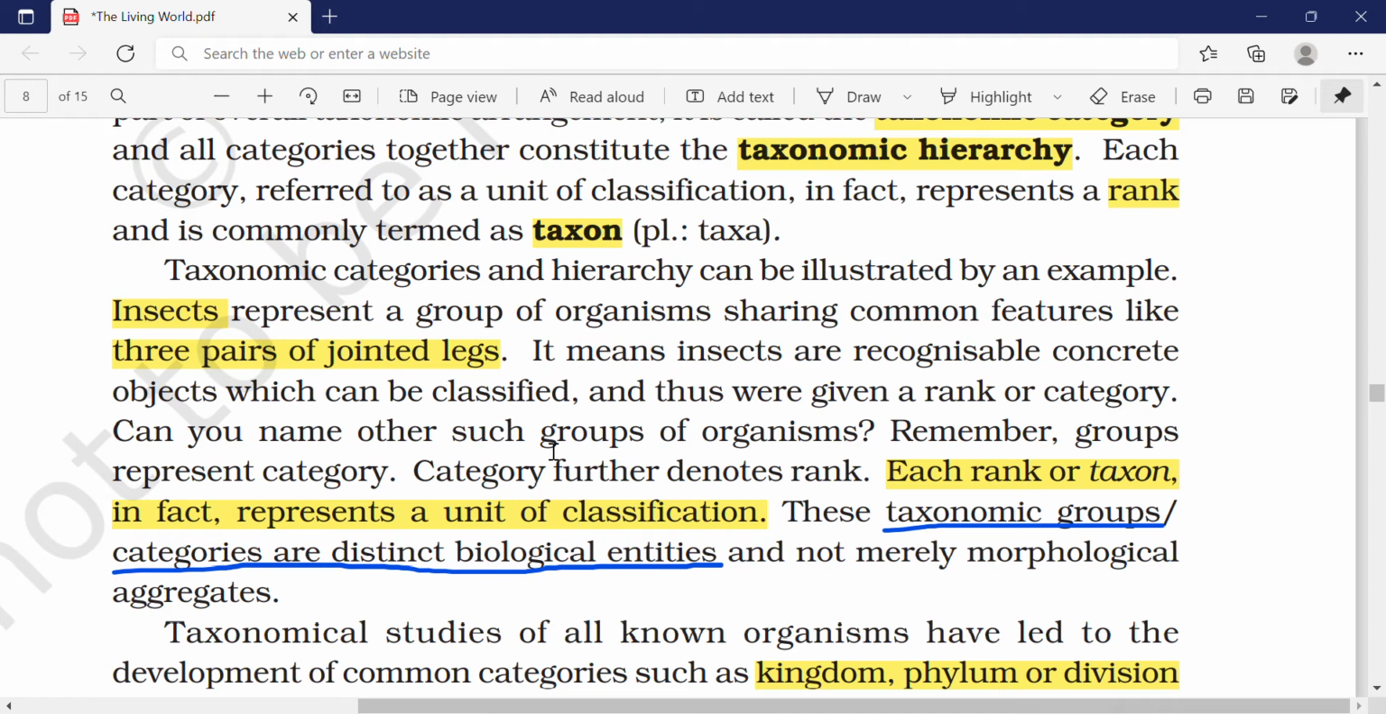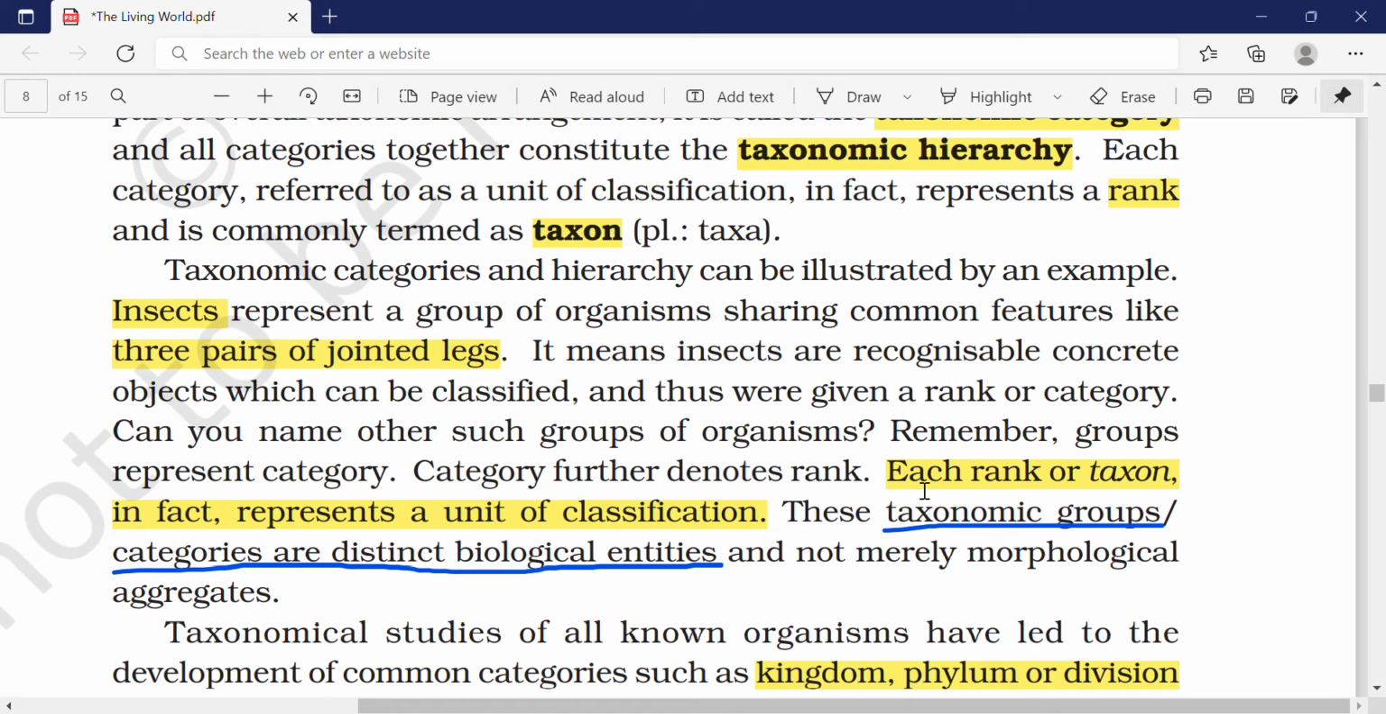And then each rank or taxon represents the unit of classification. You have many things in biology. This is the first lesson, so as we move on to the lessons, I will explain. But for today, you can just learn that each rank or taxon or category is the unit of classification. What is the unit of classification? Rank, or in the option it can be given as taxon or category. Whatever it is given, if they ask you for unit of classification, you have to mark it.